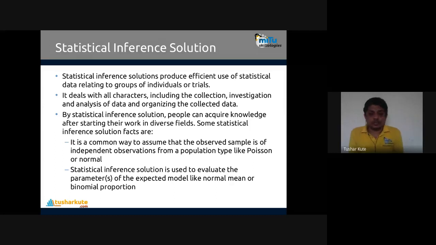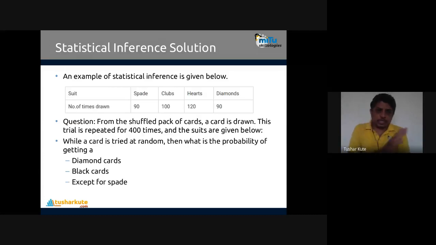Then the statistical inference solution is used to evaluate the parameters of the expected model, like the normal mean or binomial proportion. Okay, it's possible to identify the normal mean, and many statistical properties can be extracted from that. Let's see one example of statistical inference. What do you mean by inference? How do I find the conclusions out of it?